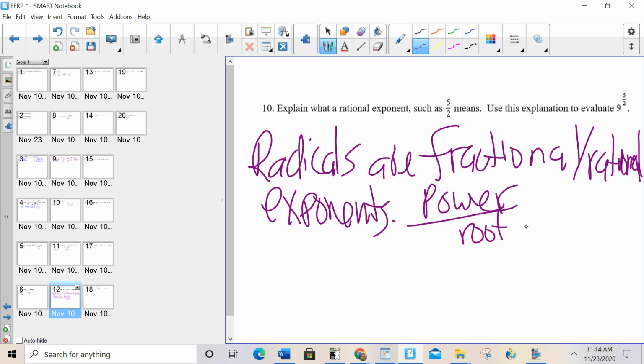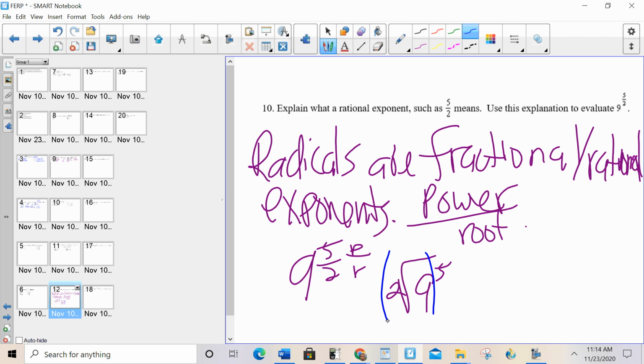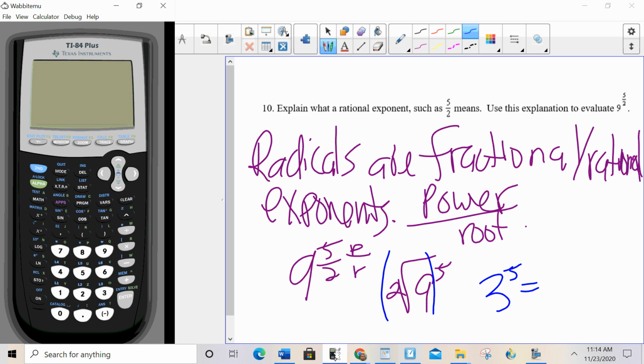So if I'm doing 9 to the 5 halves, the power is 5, the root is 2. Whatever is being raised to the power goes inside the radical. The power is 5, the root is 2. I like to always evaluate the root first. The square root of 9 is 3. To the 5th, use a calculator if you need to. 3 to the power of 5 is 243.